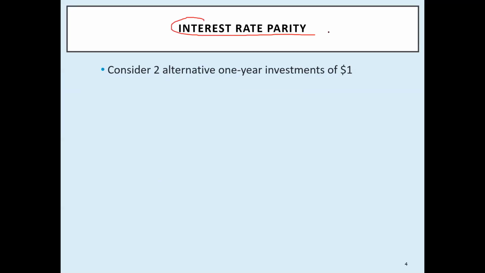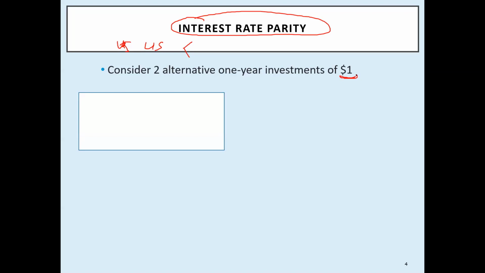So when we say interest rate parity, we are talking about the relationship between interest rate and exchange rates, okay? Here on this slide, we're trying to derive that condition, okay? Suppose that we are a US investor. So we are a US citizen, okay? And we are looking at two different investment options. Let's say we have $1 to invest, okay? So we start with $1.